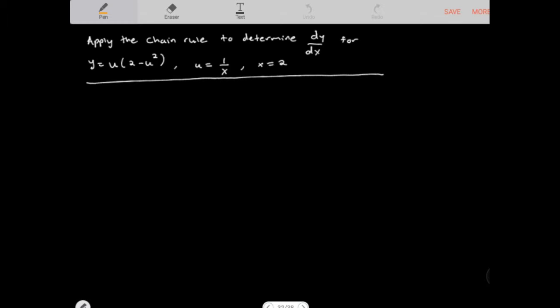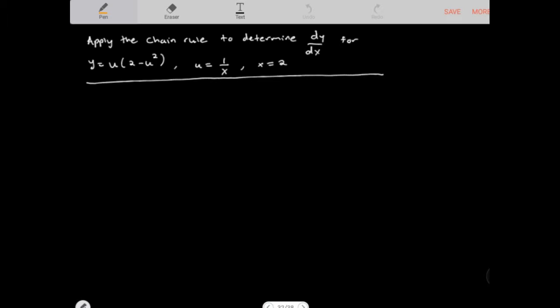Alright, we're going to take a look at another application of the chain rule. In this case, we want to apply the chain rule to determine dy over dx for y is equal to u times 2 minus u squared, and u is 1 over x, and x is equal to 2. Now we can notice here that u is a function of x, and y is a function of u. Okay, and we can also find a value for x as well, and x is equal to 2 here.